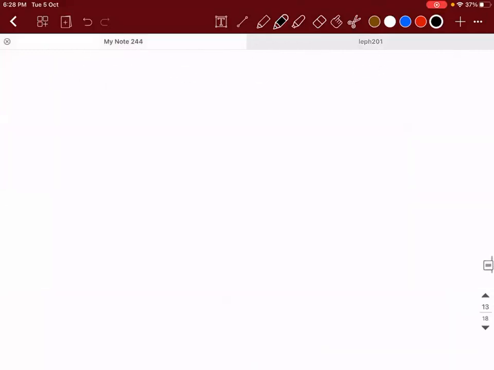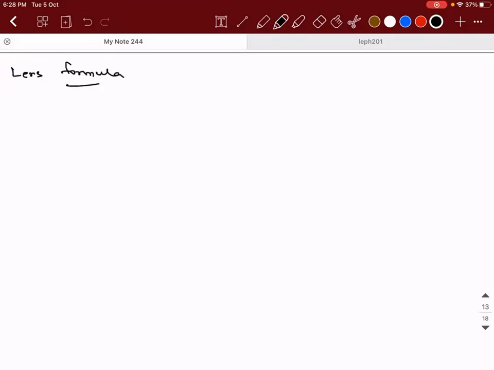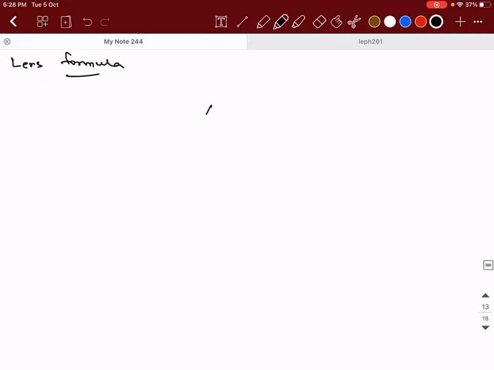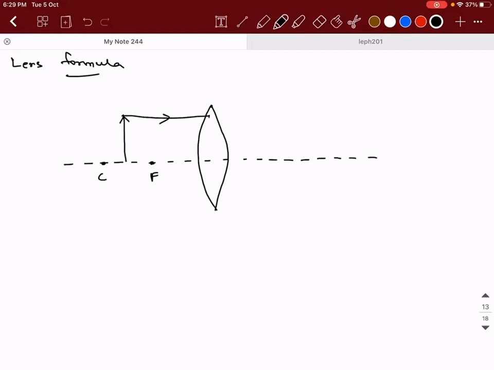The next thing that we are going to see today, the last one for the day, is the lens formula. When you take a lens like this, and an object is placed between the center of curvature and the focus, then a ray parallel to the principal axis, after refraction, will pass through the focus on the other side.